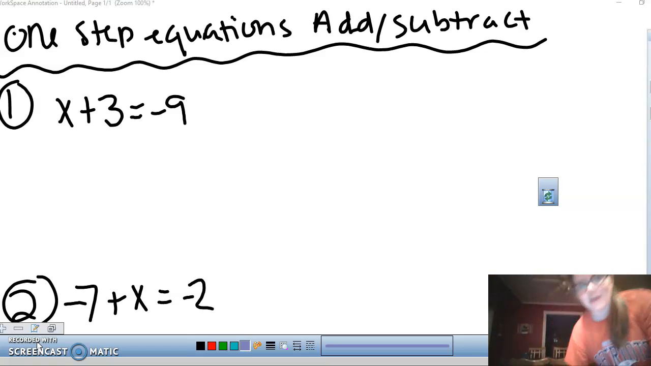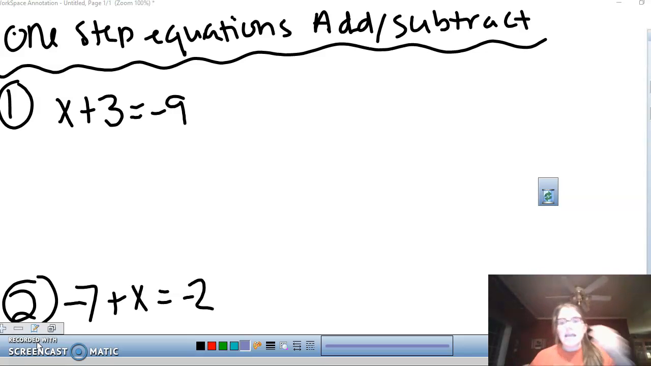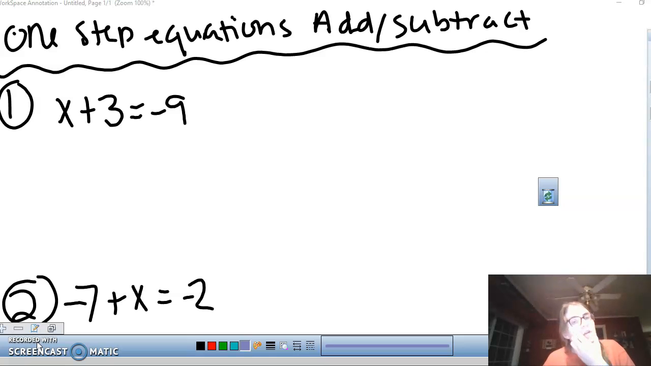So, we might as well get started on the lesson. Today, we're going to start talking about one-step equations. And we're just going to talk about adding and subtracting. Shouldn't be too hard. So for the first one, I have x plus 3 equals negative 9. So the goal of equations is to get x by itself. I want to see what x equals.